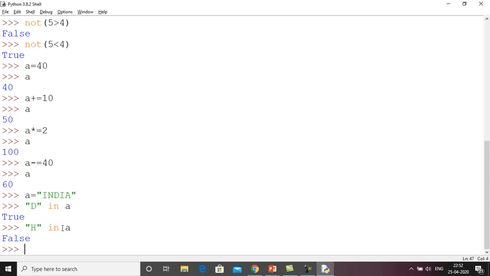Right, so now you understand that when I write D in A, it is checking whether the D character is available in A or not. When it starts checking, it finds D, so it returns the answer as true. But when I write H in A, it starts looking for H in this data, first I, then N, then D, then I, then A. H is nowhere present in this data, so it gives the answer as false.